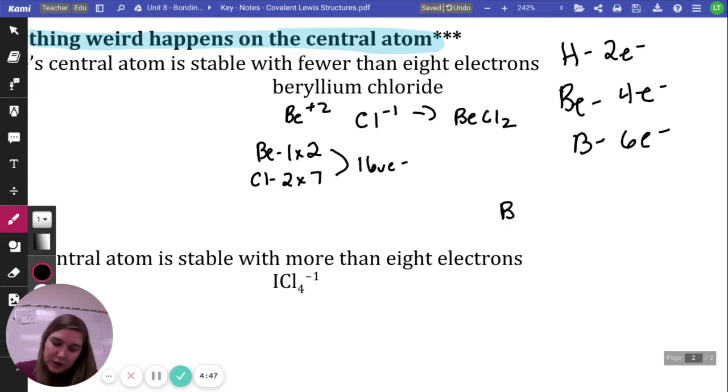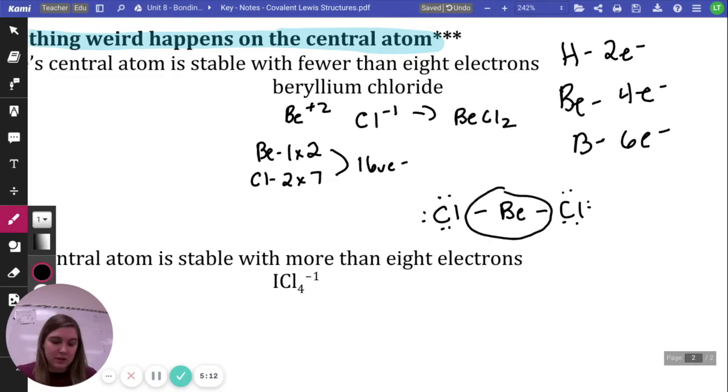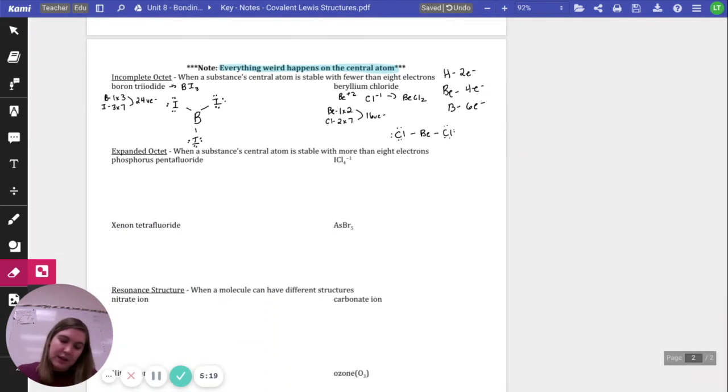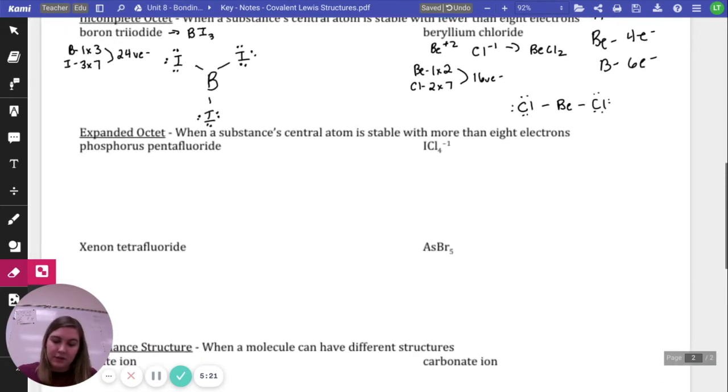All right. So we're going to put beryllium in the center, bond our chlorines to it. We've used 4, still have 12 more to use, so we're going to fill our outer octets first. And I've used all of my electrons. Both chlorines have 8 valence electrons. And beryllium here only has 4, but beryllium is stable with 4, so this would be a correct Lewis structure. Okay, so that is an incomplete octet, so it has fewer than 8 electrons.